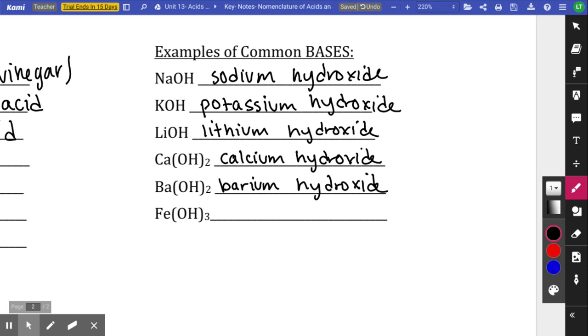And then our last one down here, the only thing about this one is that iron is a polyatomic ion. So we need to include our charge there. If you think about it, hydroxide has a negative 1 charge. It's 3 hydroxides. So that means iron has to have a positive 3 charge. So we end up with iron(III) hydroxide.